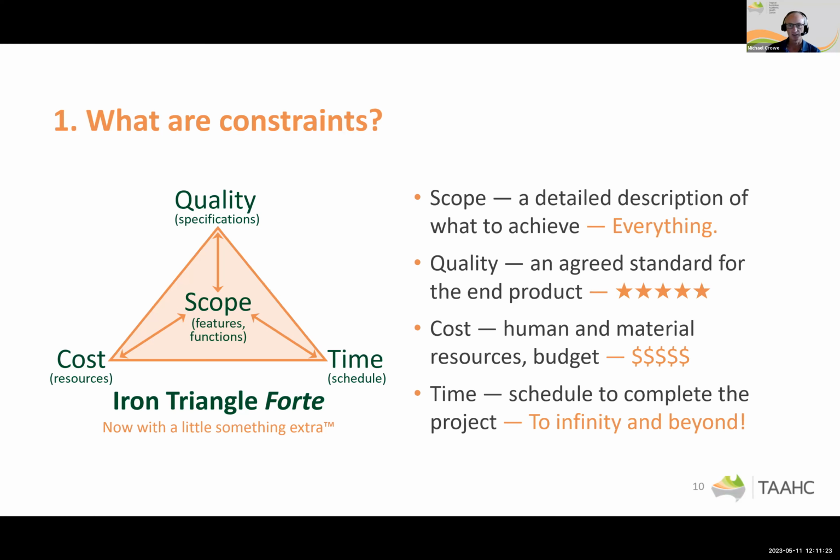Now, scope is defined as a detailed description of what you want to achieve. And if you've done research in the past or you're currently doing research, one of the things you know you have to do is a research proposal. And that's basically your scoping document. It's saying, what exactly is it that I want to achieve over the period of this piece of research? So it's setting out very clearly what you want to do.